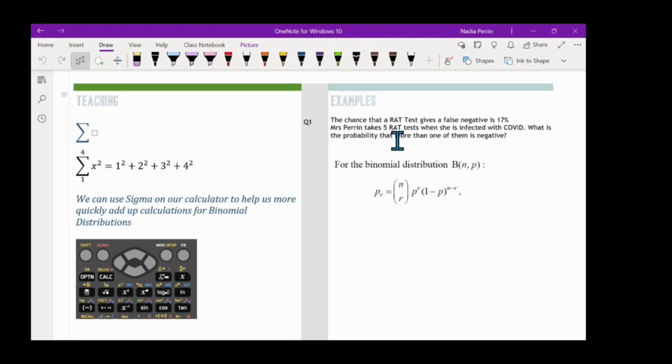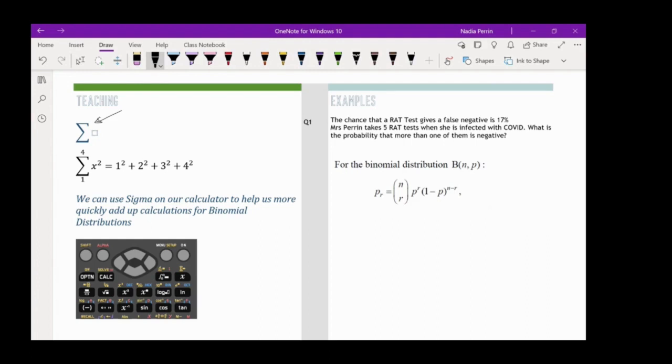Today we're going to be looking at binomial distribution, and we're going to be looking at using our calculators to make it easier to find the answers, because often it's quite tedious. So I'm going to introduce you to our good friend capital Sigma, which is this guy here. In maths, that means we're summing up.